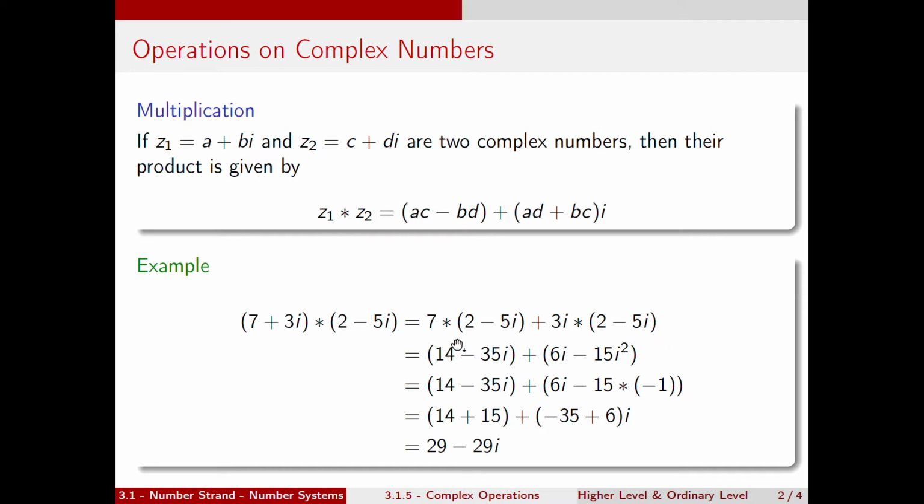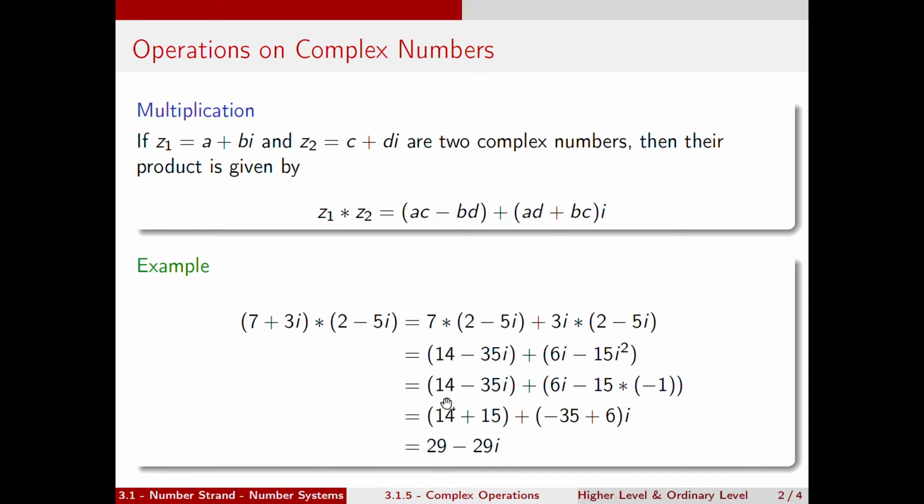Now it's a case of multiplying numbers together. So 7 times 2 is 14, and 7 times minus 5i, well, the way we do that is 7 times minus 5 is minus 35, and the i will stay the same. In the next case we have 3i times 2, which is 6i, again the i stays the same. And then we will have 3i times minus 5i. So we have 3 times minus 5 is minus 15, but we also have an i times an i. And this i times an i will become i squared.